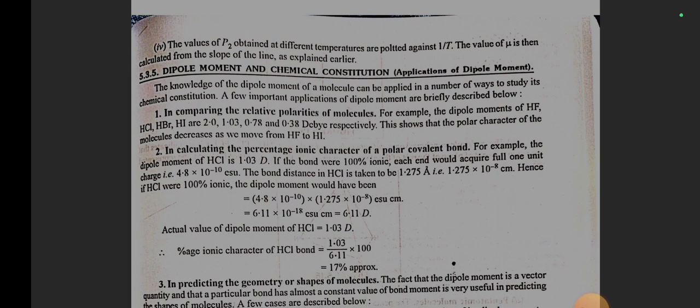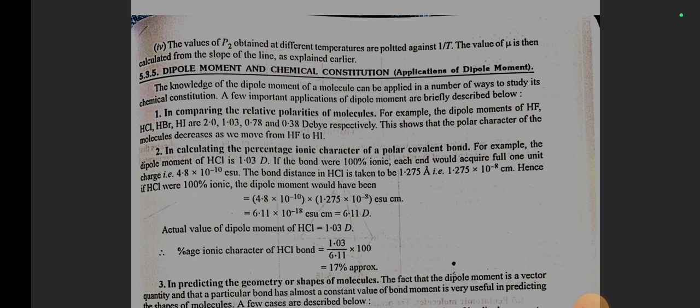Dipole moment and chemical constitution. Application of dipole moment. The knowledge of the dipole moment of a molecule can be applied in a number of ways to study its chemical constitution. Number 1. In comparing the relative polarities of molecules. For example, the dipole moments of HF, HCl, HBr, HI are 2.0, 1.03, 0.78 and 0.38 respectively. This shows that the polar character of the molecule decreases as we move from HF to HI.